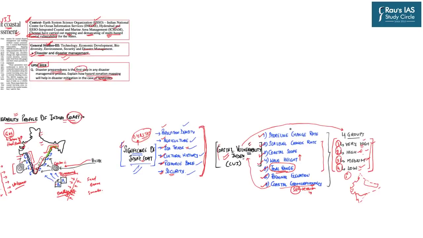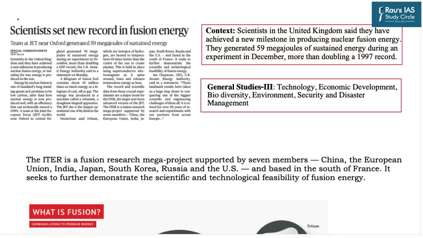parameters, that is, the shoreline change rate, sea level change rate, coastal slope, wave height, tidal range, regional elevation, and coastal geomorphology. And in the end, we discussed that on the basis of these parameters, there will be four broad groupings in which the coastal states will be divided. So now we will move on to our next topic.